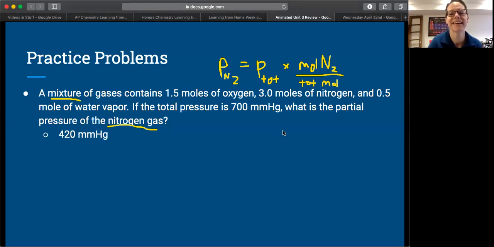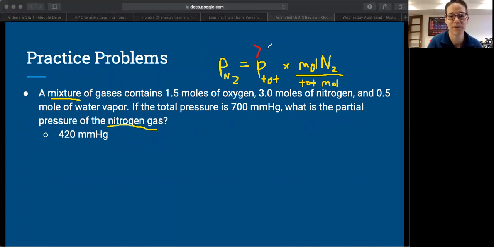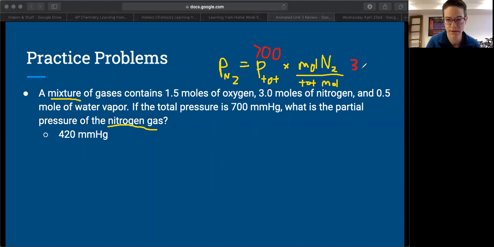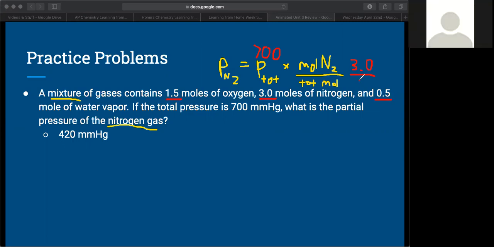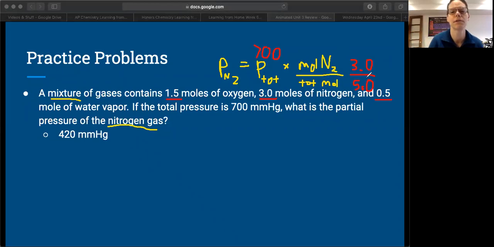So we put the 3 in the moles of nitrogen because there are 3 moles of nitrogen. The total pressure is 700. The moles of nitrogen is 3.0, and the total is adding up the 1.5, the 3, and the 0.5, which is 5. So 700 times 3 divided by 5.